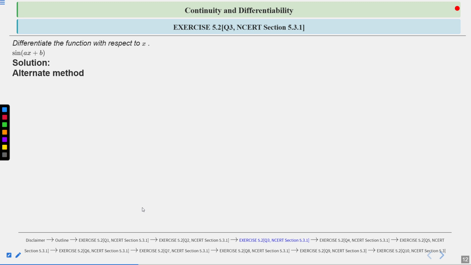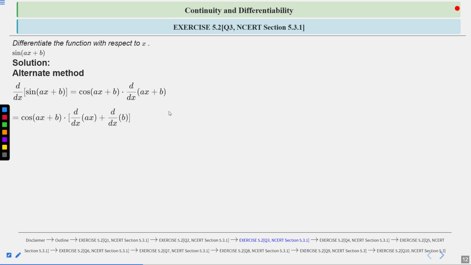So let us see the alternate method, which is the shortest one. You can directly differentiate d upon dx of sin(ax + b). So the differentiation of sin(ax + b) will be equal to cos(ax + b). Now let us move interior. We have differentiated sin x. Now we will differentiate ax + b, that is d upon dx of (ax + b).